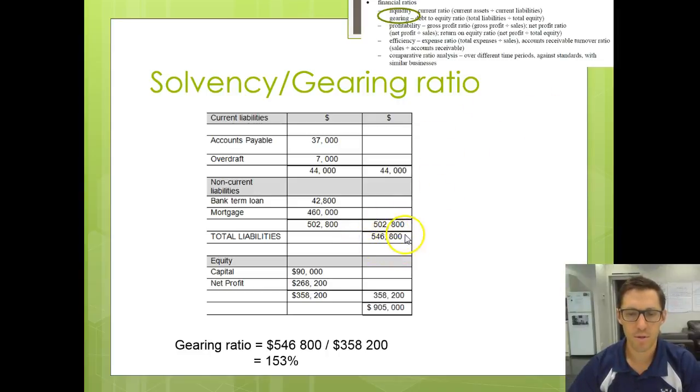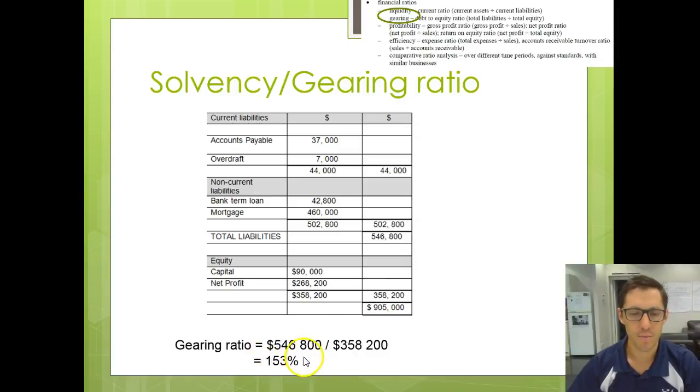Well, their total liabilities here are $546,800, which is their $44,000 of current liabilities, plus their non-current liabilities of $502,800. That gives them total liabilities of $546,800, and when you divide that by their total equity of $358,200, we can work out that their gearing ratio is 153%.